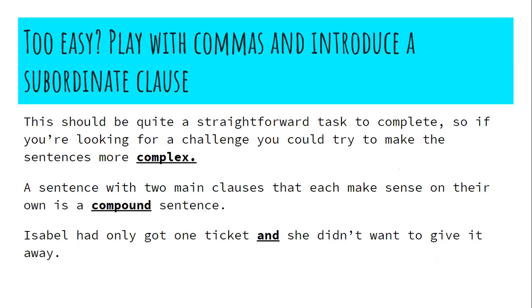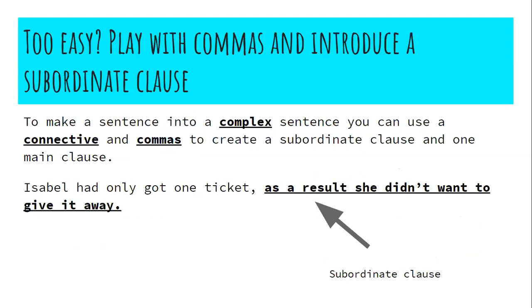So we've discussed that. Now, I would like you instead to make the sentence into a complex sentence, which would involve you using a connective and commas to create a subordinate clause and 1 main clause. So if you look at this example here, Isabel had only got 1 ticket. As a result, she didn't want to give it away. Now, the subordinate clause is underlined. As a result, she didn't want to give it away.